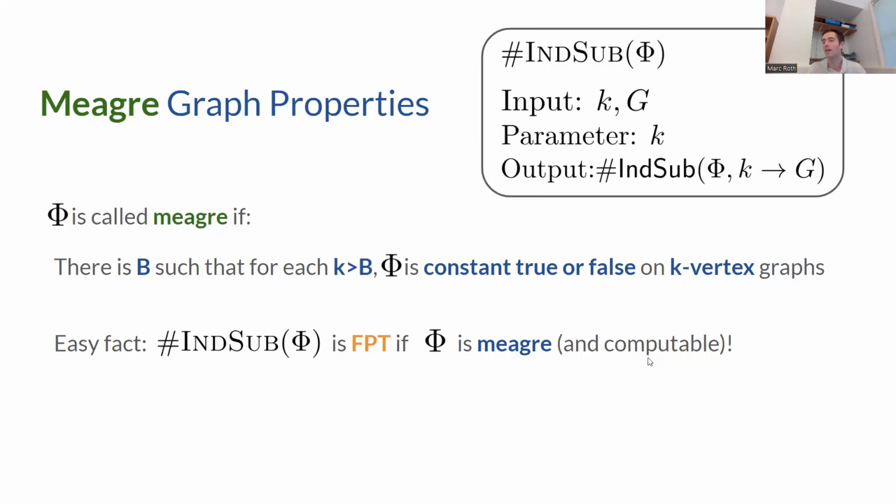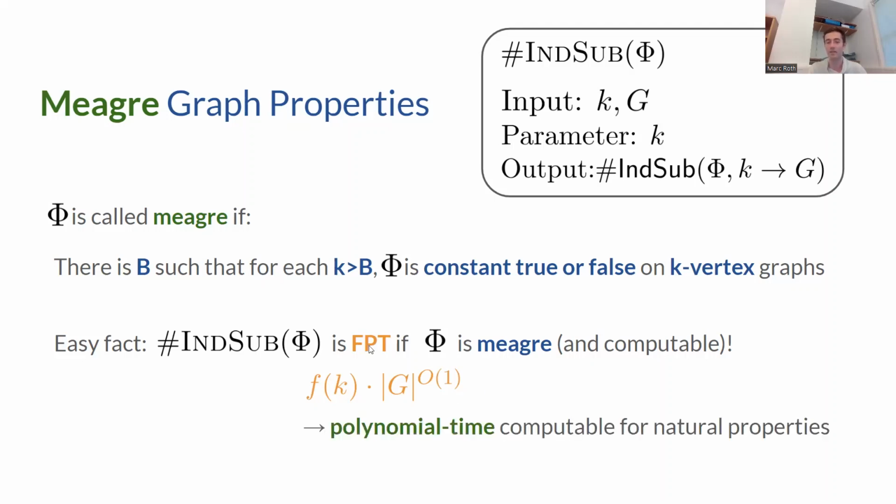And from now on, I will always assume that phi is also a computable graph property to avoid talking about non-uniform fixed parameter tractability. So we want to exclude properties like: the property is true if the number of vertices in binary encodes a halting Turing machine. So we don't want to talk about this, just computable properties. Now, meager properties are very boring, but let me recall that fixed parameter tractability means f of k times a polynomial in the size of G. In some cases we really only get FPT-ness, but we get polynomial time algorithms for most natural properties.